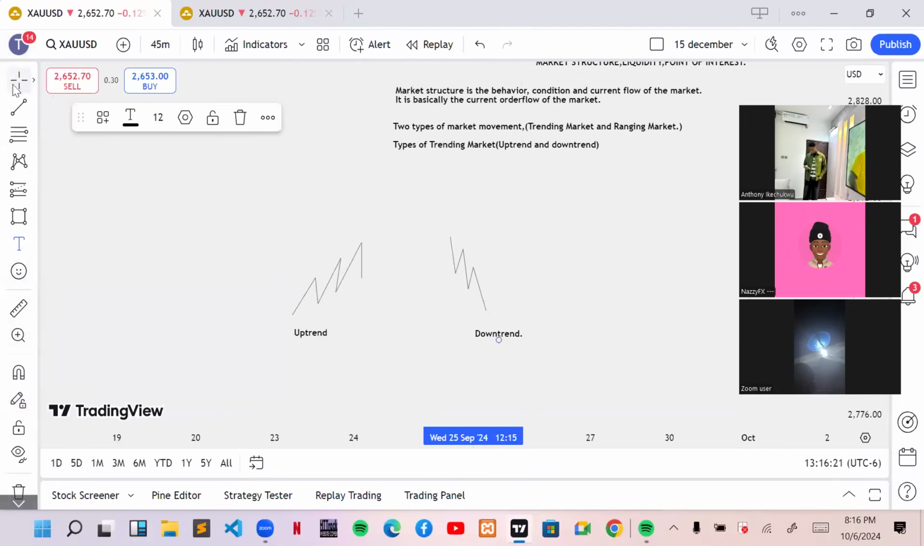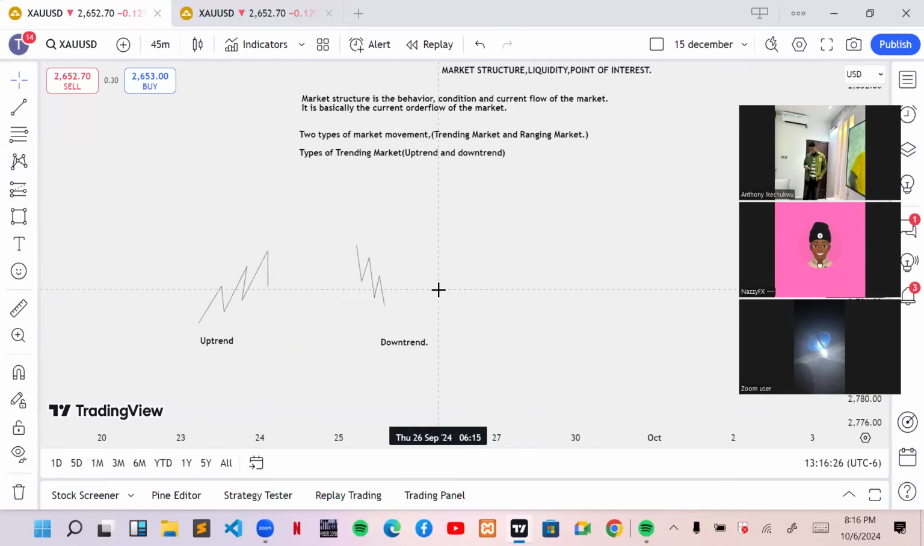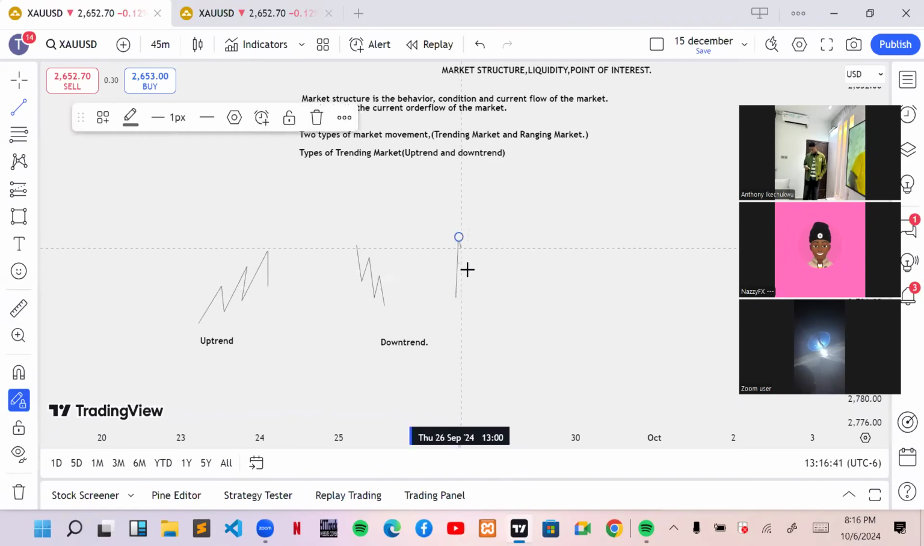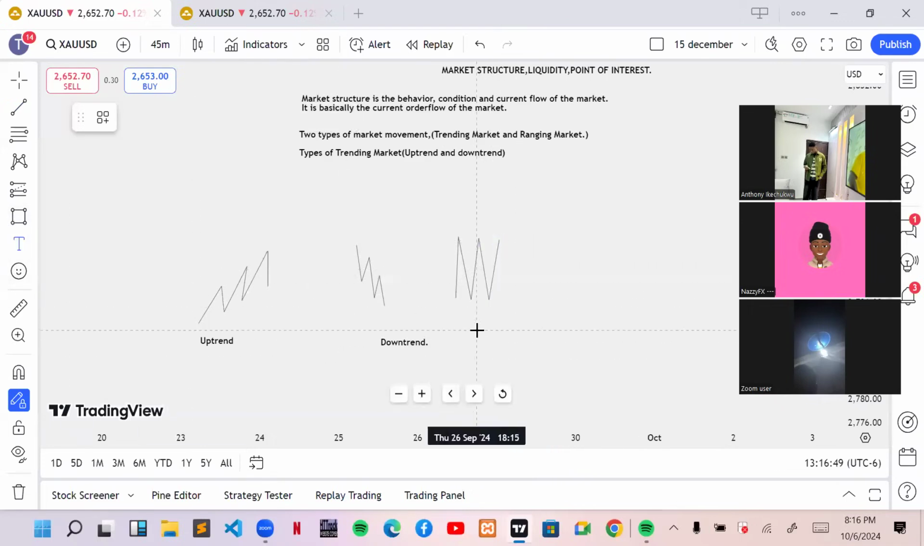Then we have the ranging market, which isn't really trending anywhere. It's just moving from one particular point to another. You move from point A to point B, then back from point B to point A, and again back to point B. A range means being stagnant, staying in the same fixed position, moving back and forth. This is what it means for market to be in a range. It's more of a consolidation.